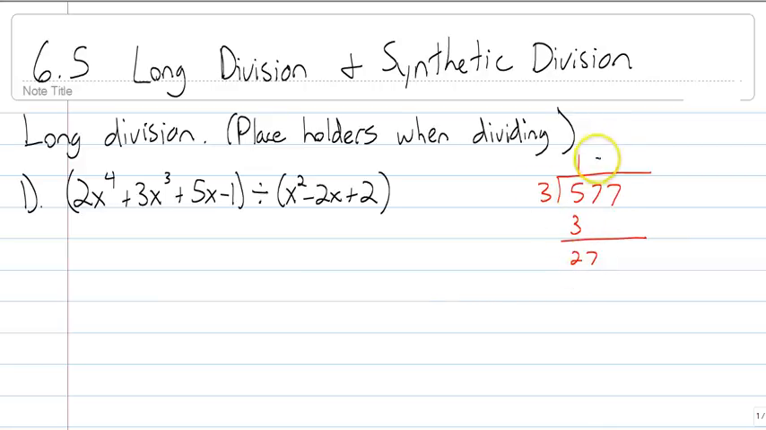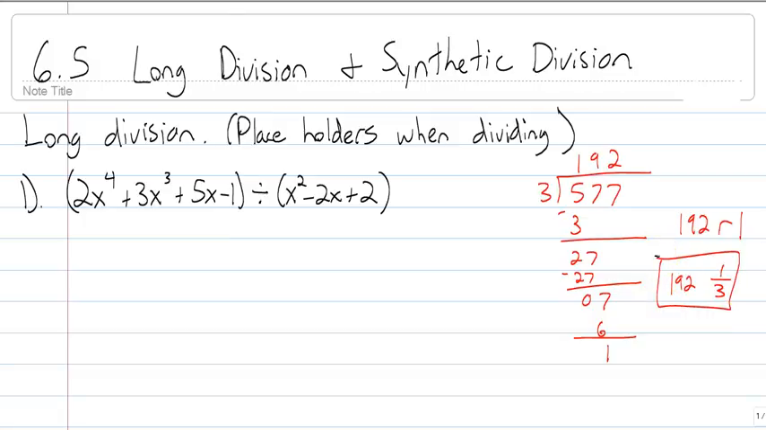3 goes into 27 9 times, which is also a perfect match for that. When you subtract that, you get 0. Bring down the 7. 3 goes into 7 2 times. You get a 6. And then you are left with a 1. What that means is that the answer is 192 with a remainder of 1. The other way to think about that is, since this number got divided by 3, it's 192 with 1 left over that's being divided by 3. Okay, so that's a little refresher on how to long divide.